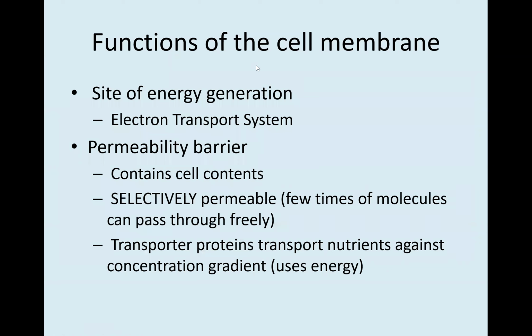All right, so when we think about the functions of the cell membrane, again, it creates this selectively permeable barrier. So again, only a few things can pass freely through. And then when we think about the cell membrane, on the inside, it's going to contain the cell contents. Now, what can also happen is we have some transport proteins that can allow for things to move in and out of the cell using a concentration gradient, and it will also utilize energy as well.